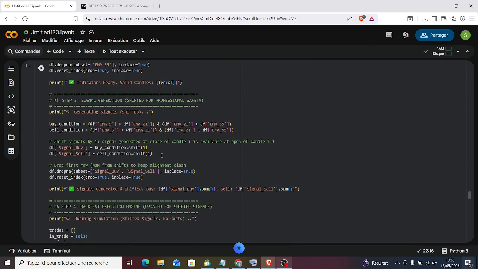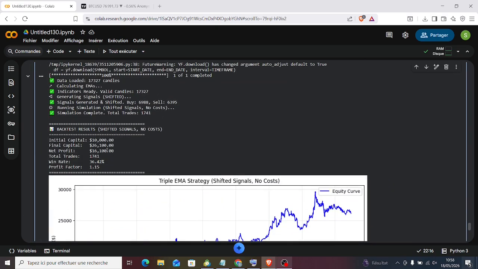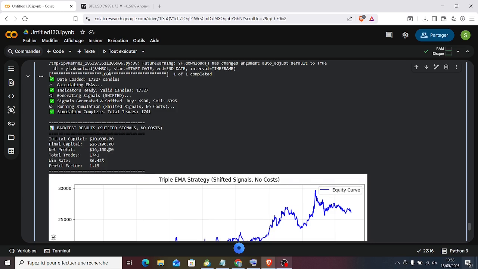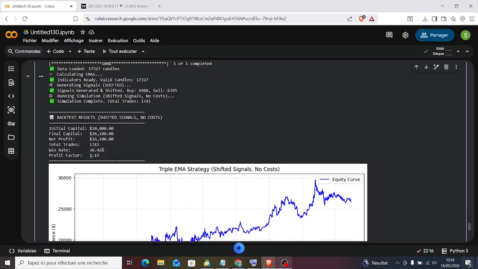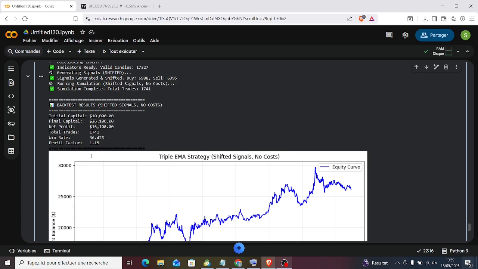After shifting the signals, the strategy still performs well. Initial capital, 10k; final capital, 26k; net profit, 16k. The number of trades increased slightly from 1717 to 1747, because before shifting, the backtest already knew the final candle close before the candle was actually completed. In real trading, you do not have access to that information in real time. So the earlier version included fake trades caused by look-ahead bias.